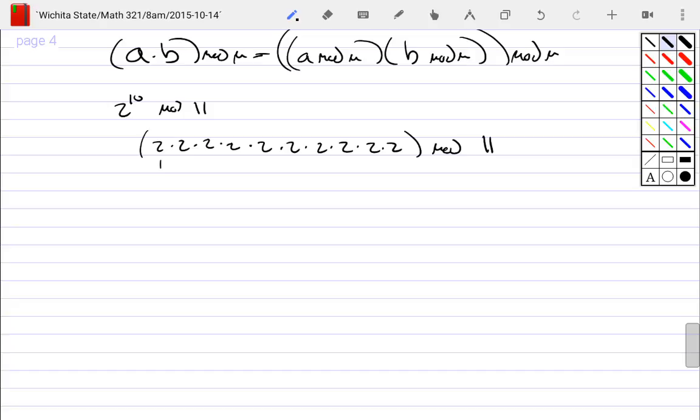What's 2 mod 11? All right, fine. What is 2 times 2 mod 11? 4. All right, what's 2 times 2 times 2 mod 11? 8, so it's still 8. What is 2 times 2 times 2 times 2? That's 16. But what would be 16 mod 11?